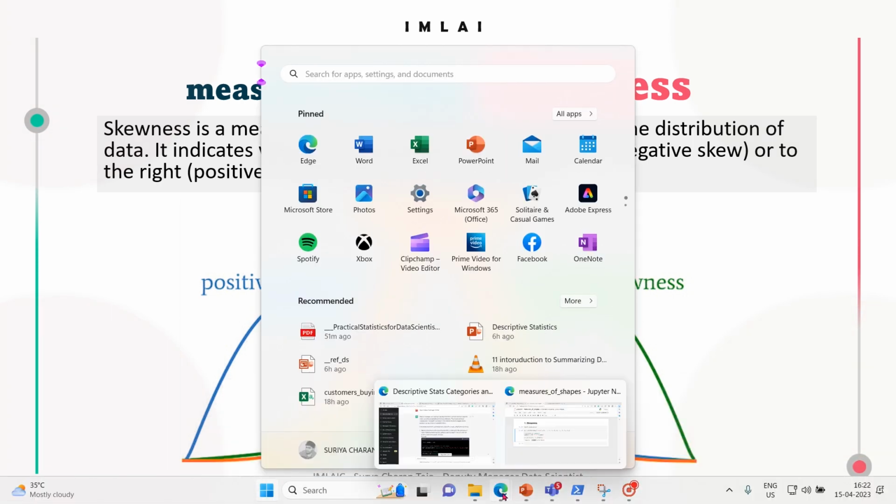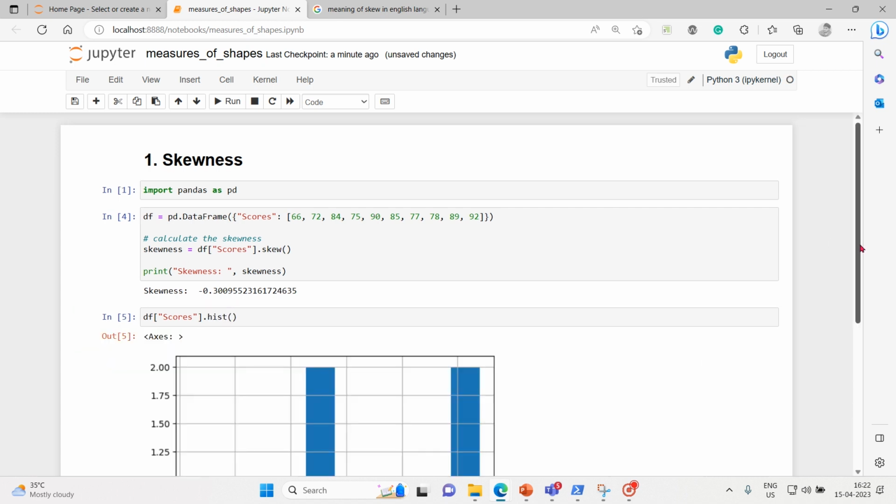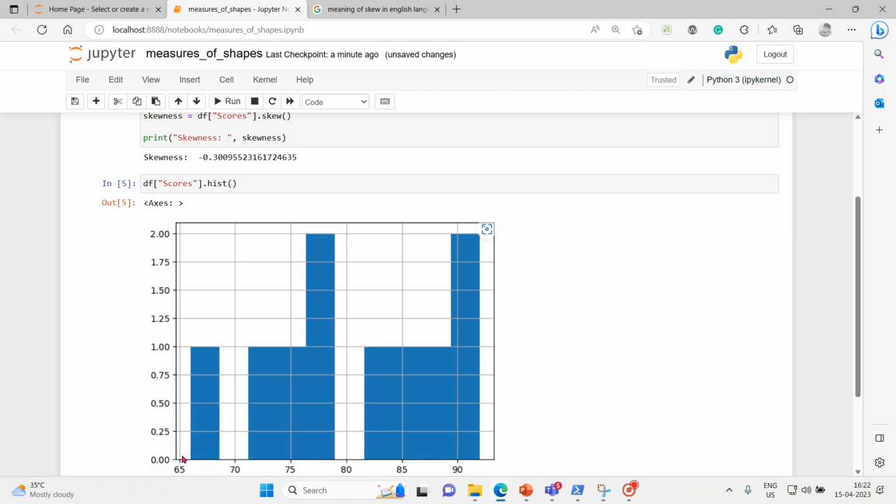Let me take df dot scores. Yes, it has taken the negatively skewed shape. You see the shape here? It's negatively skewed. And let's explore more.